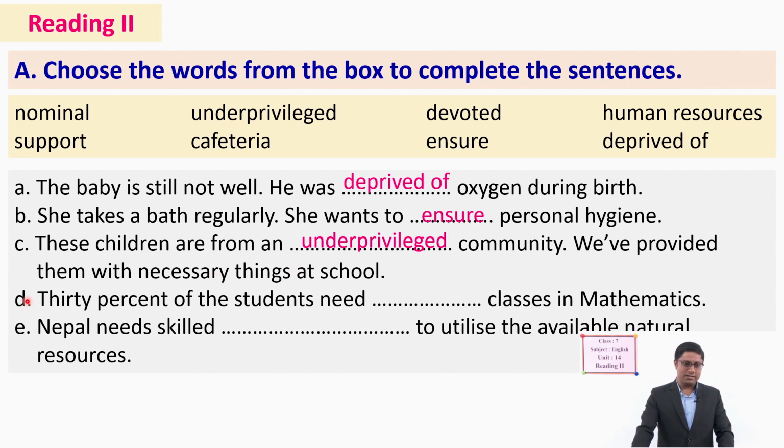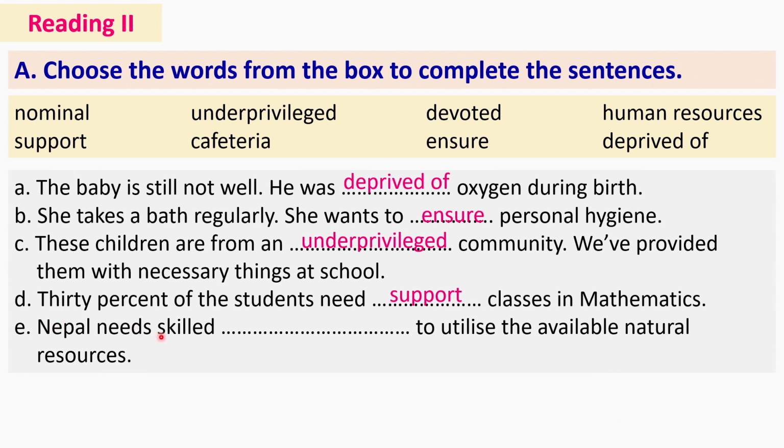Let us look at D, the fourth one. 30% of the students need ... classes in mathematics. Can you guess the word? What goes in the blank space? Can you say? Okay, that is good. So, they need support classes. 30% of the students need support classes in mathematics. Now, let us see the fifth one, E. Nepal needs skilled ... to utilize the available natural resources. Can you guess the word here?